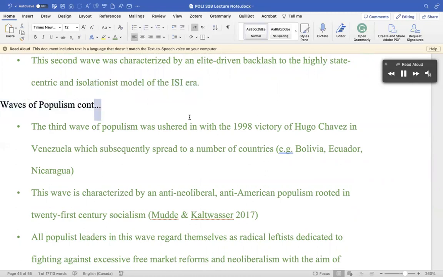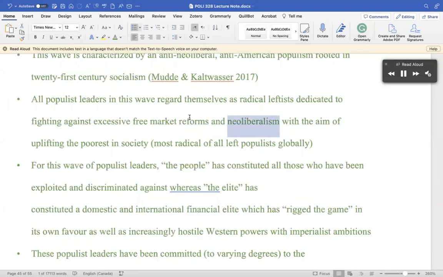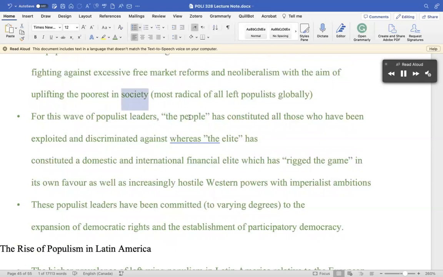The third wave of populism was ushered in with the 1998 victory of Hugo Chavez in Venezuela, which subsequently spread to a number of countries, e.g. Bolivia, Ecuador, Nicaragua. This wave is characterized by an anti-neoliberal, anti-American populism rooted in 21st century socialism. All populist leaders in this wave regard themselves as radical leftists dedicated to fighting against excessive free market reforms and neoliberalism with the aim of uplifting the poorest in society.